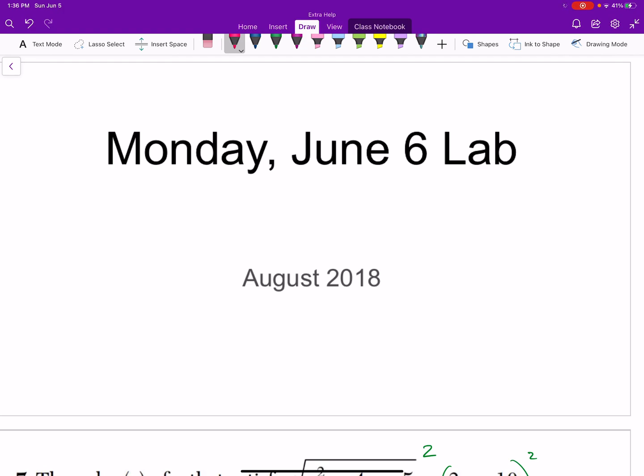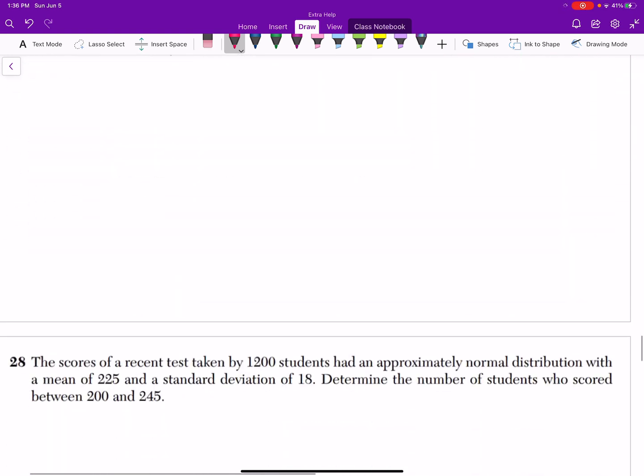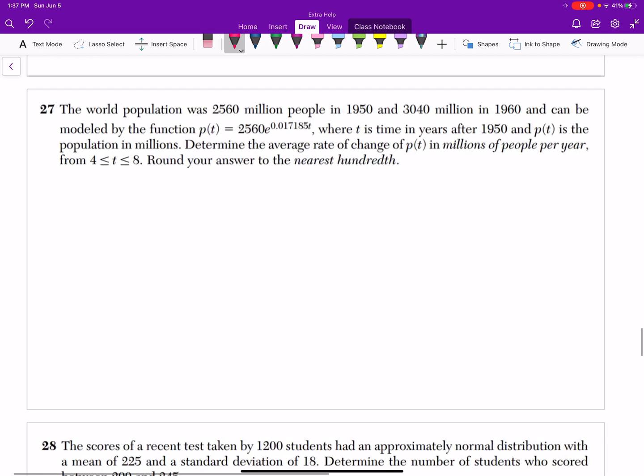Here are the answers for the short answer questions for Monday's lab. So question 27 from the August 2018 Regents.